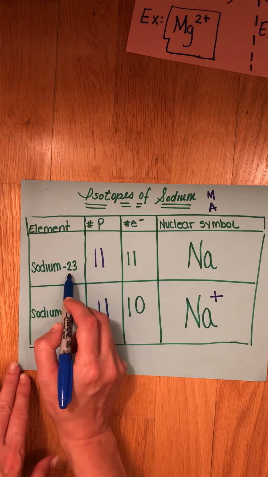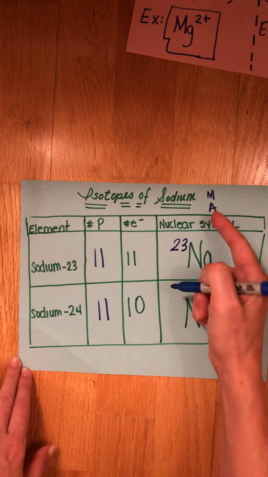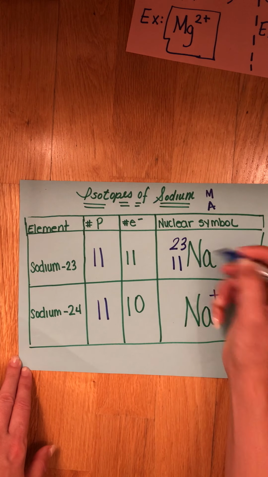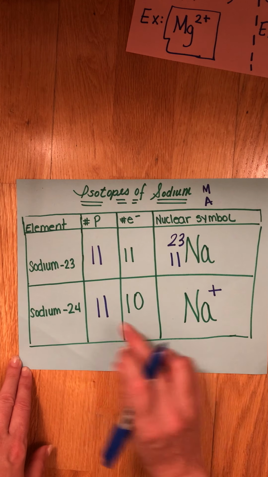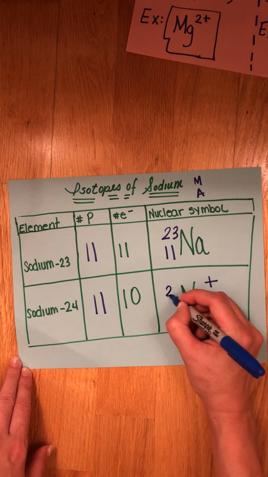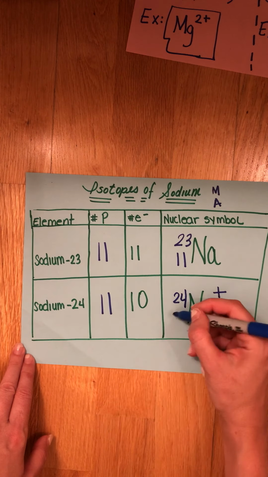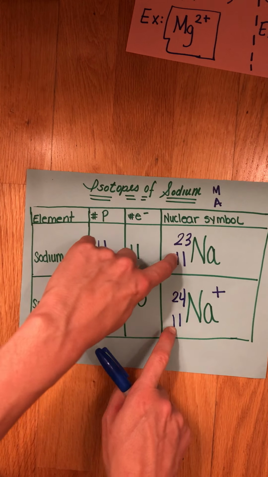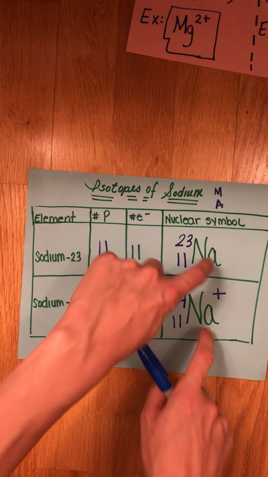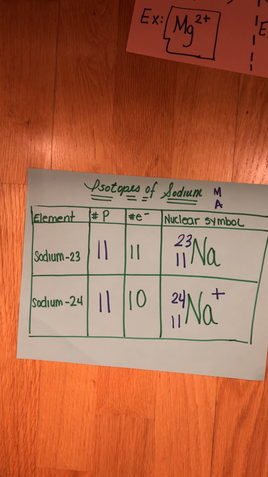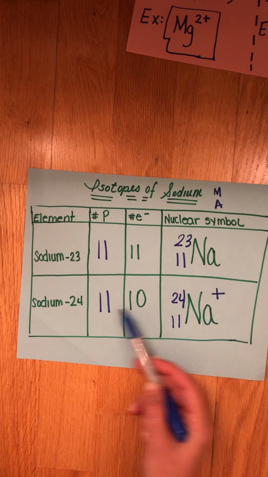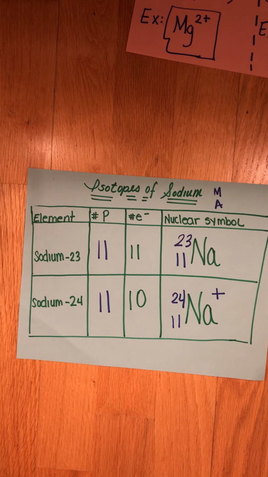Where do I get the mass? Right here, 23. Where do I get the atomic number? My protons. No charge because they're equal. Where do I get the mass? 24, heavier isotope, more neutrons in there. And where do I get my atomic number? The same. So my atomic numbers obviously should be the same because this is sodium. This means different number of protons and electrons. That's the end of the video.